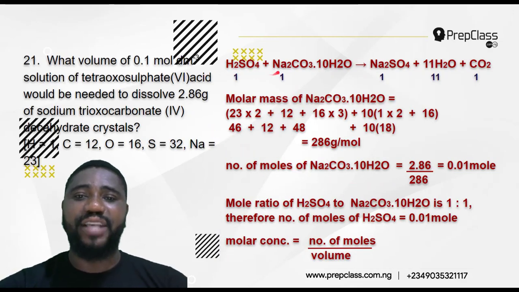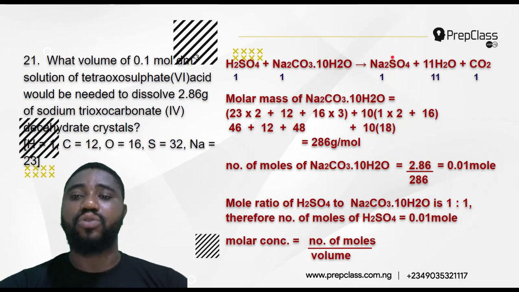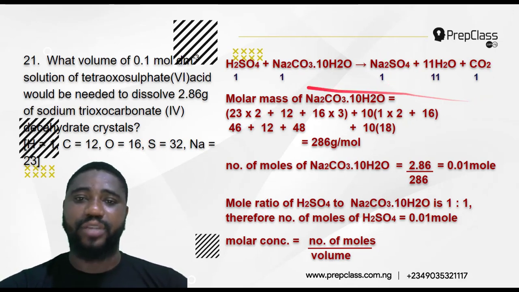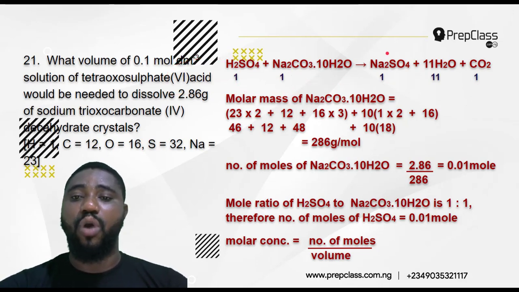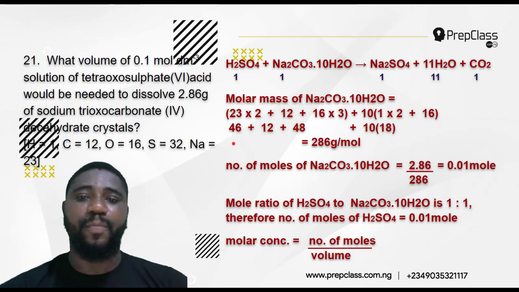Okay, let's see. Now the first thing we need to do is to write the equation of reaction. H2SO4 will react with sodium trioxocarbonate 4 decahydrate, Na2CO3.10H2O, to give you Na2SO4 plus 11H2O plus CO2, because an acid will react with the trioxocarbonate 4 to give salt, water, and carbon dioxide. So you can see the mole ratio: 1 mole of the acid reacting with 1 mole of the salt to give you 1 mole of the salt, 11 moles of water, and 1 mole of carbon dioxide.